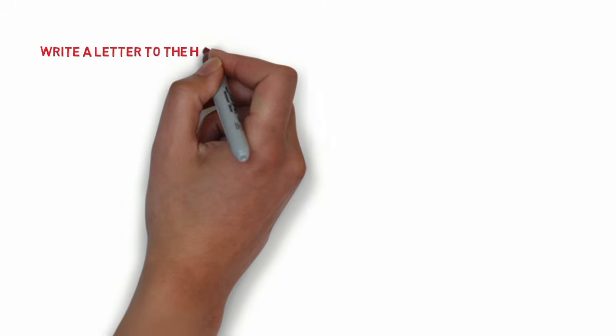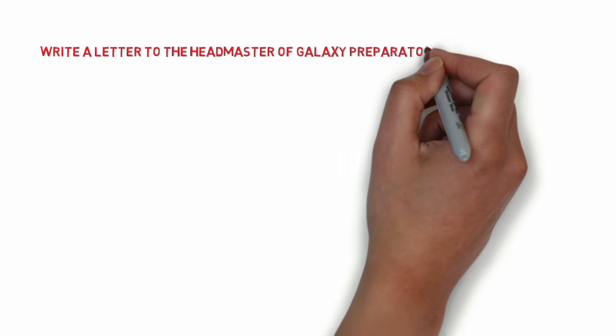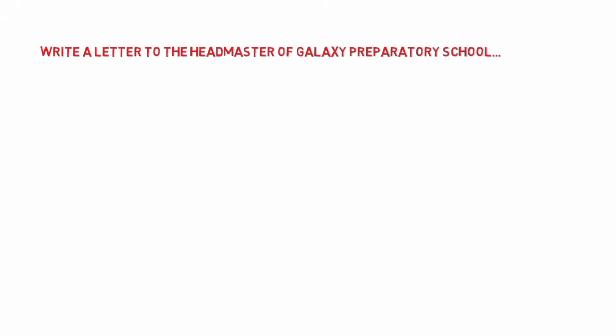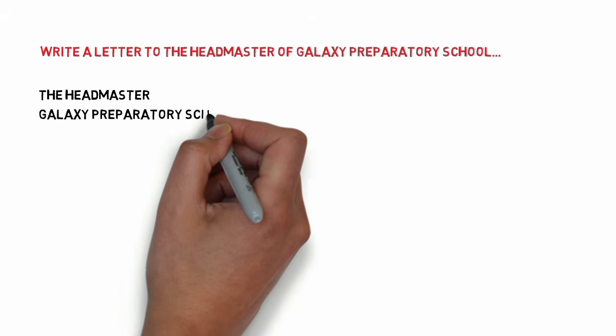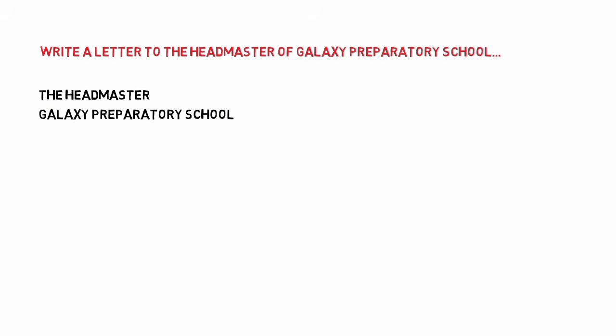What if you are writing a letter to the headmaster of Galaxy Preparatory School? First of all, you write the headmaster, followed by Galaxy Preparatory School, the post office box and where it's located, let's say Kumasi.